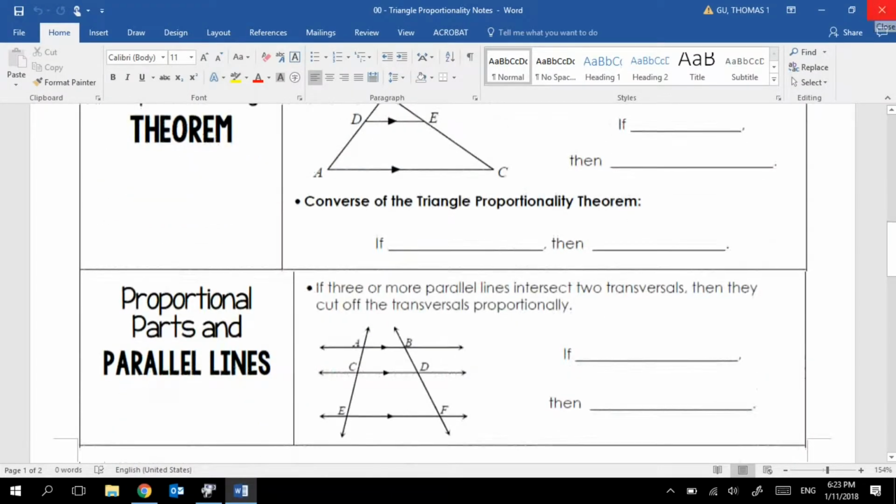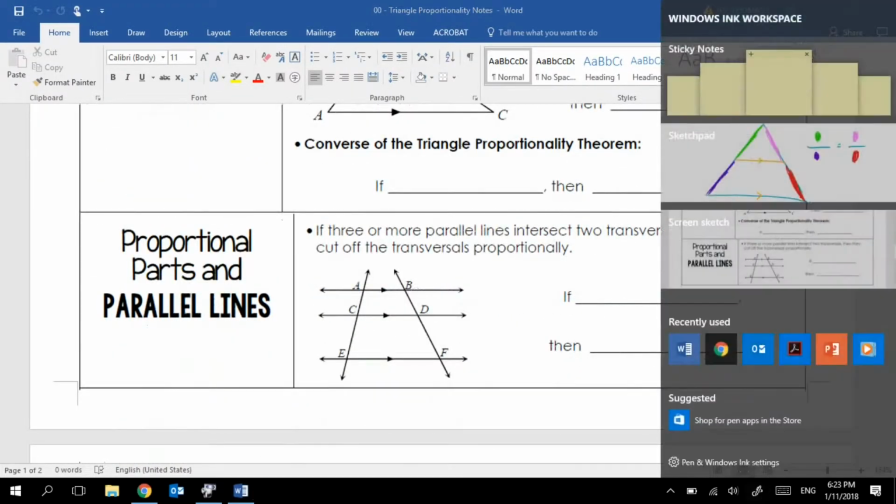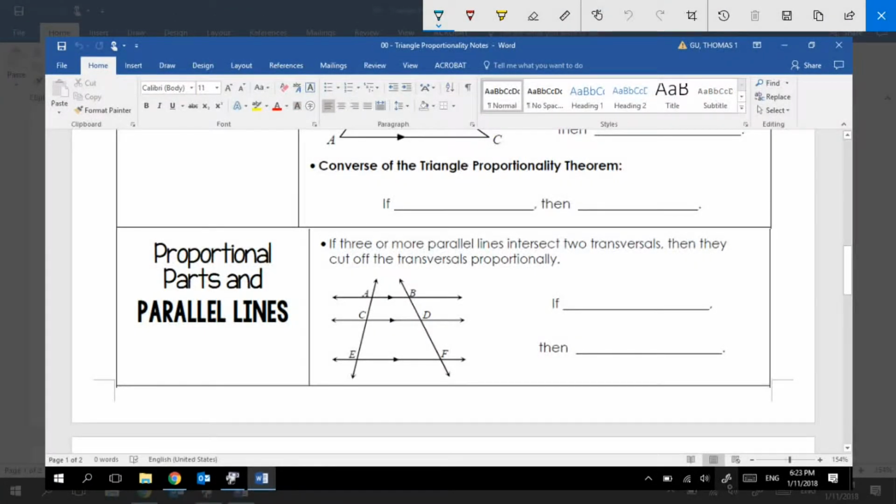So let's look at the proportional parts and parallel lines. If three or more parallel lines intersect two transversals, then they cut off the transversals proportionally. So if AB, this line right here, is parallel to CD, and CD is parallel to EF, then AC over CE equals BD over DF. Just like that.